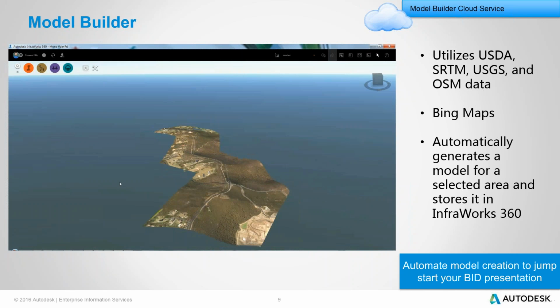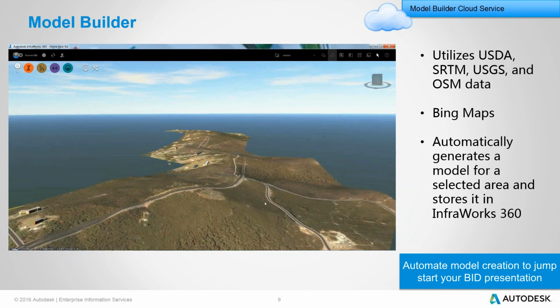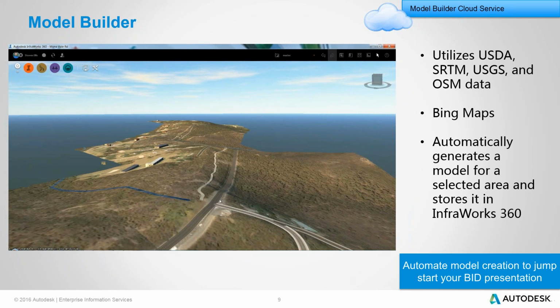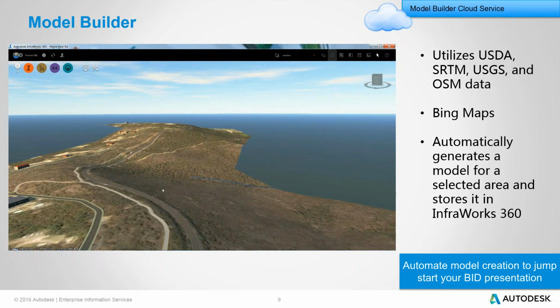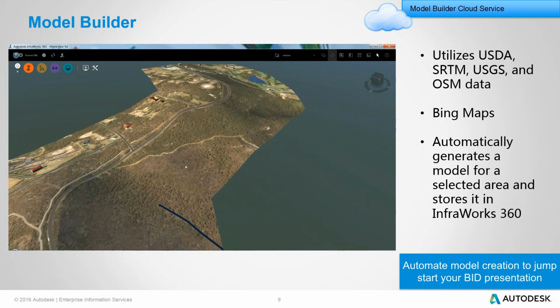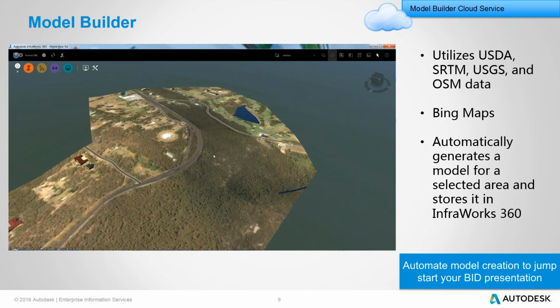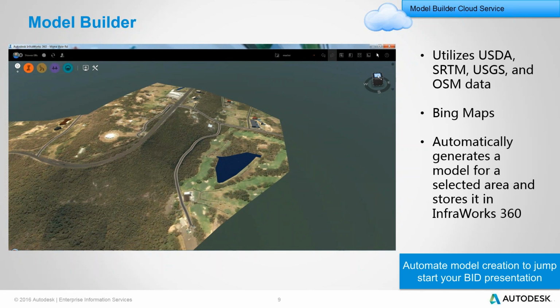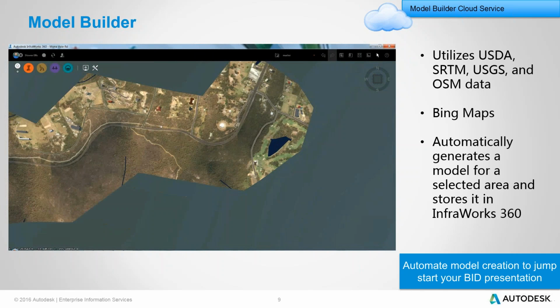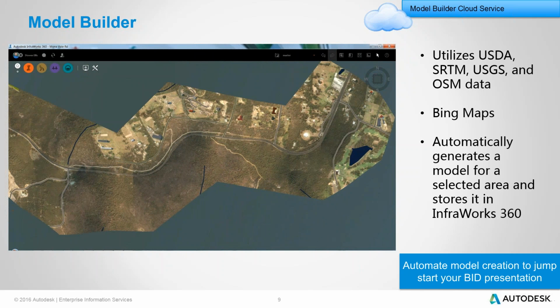And there we are. There's your model. It's got the roads, any other information that Model Builder's been able to hold. There's even some buildings in there. Obviously, if you're in a city, it would be a lot more densely populated, but we're in a bit of a rural setting here. And that's how quick and easy it is to create a start of a project that you can get designing on straight away.